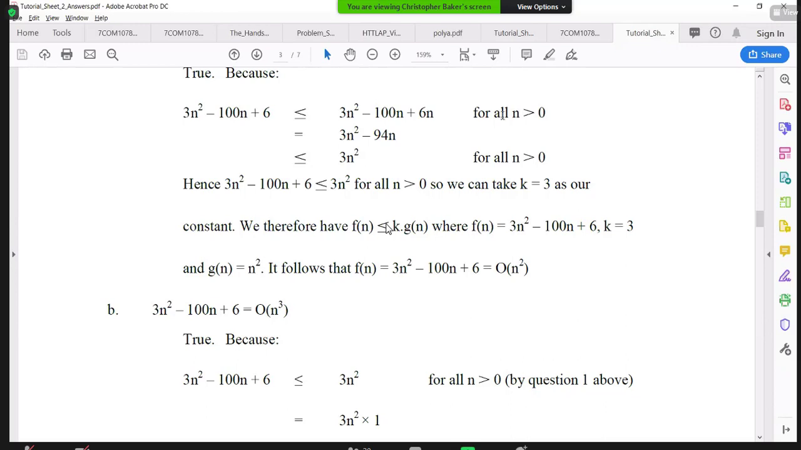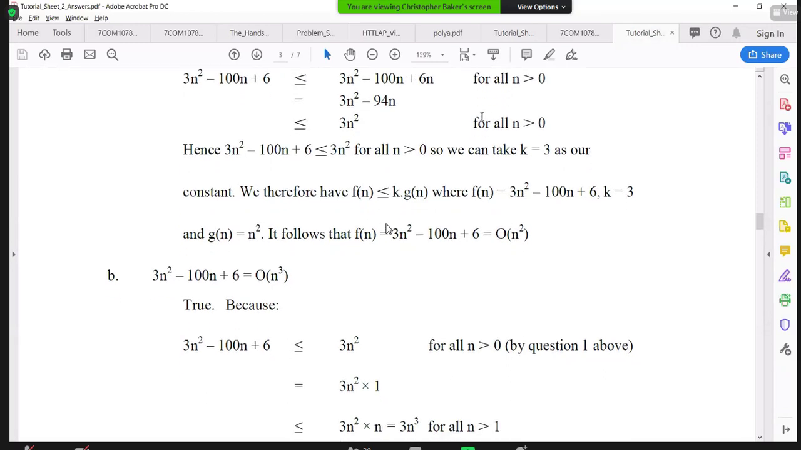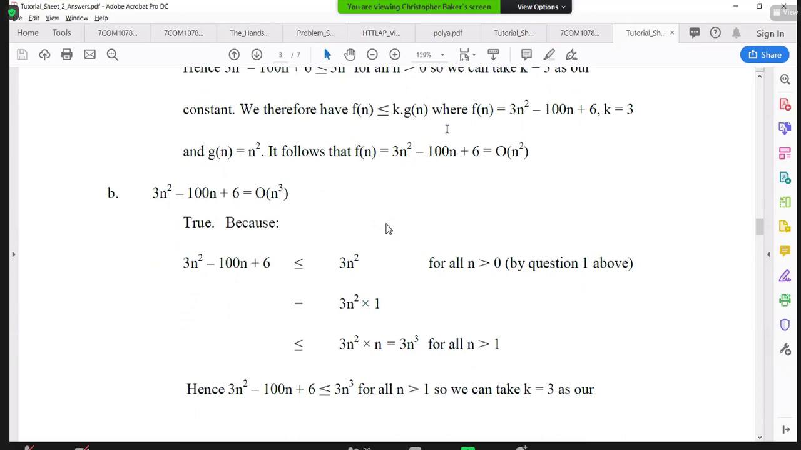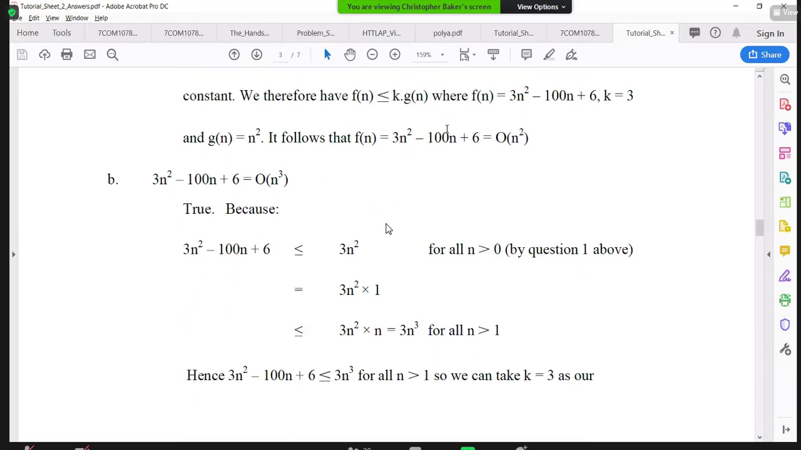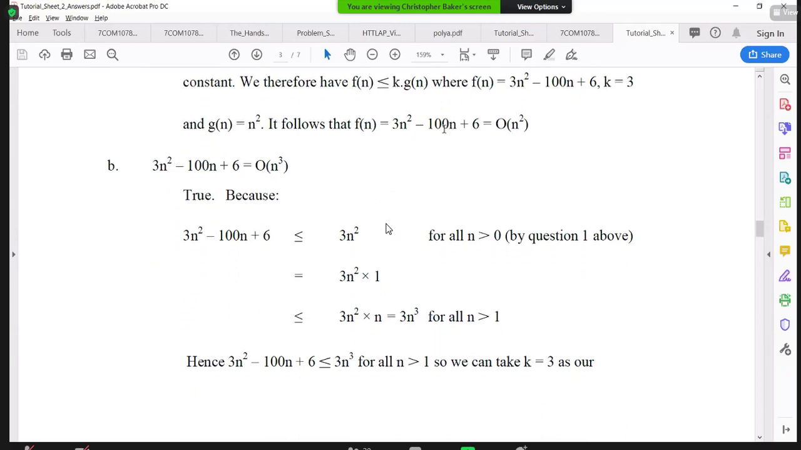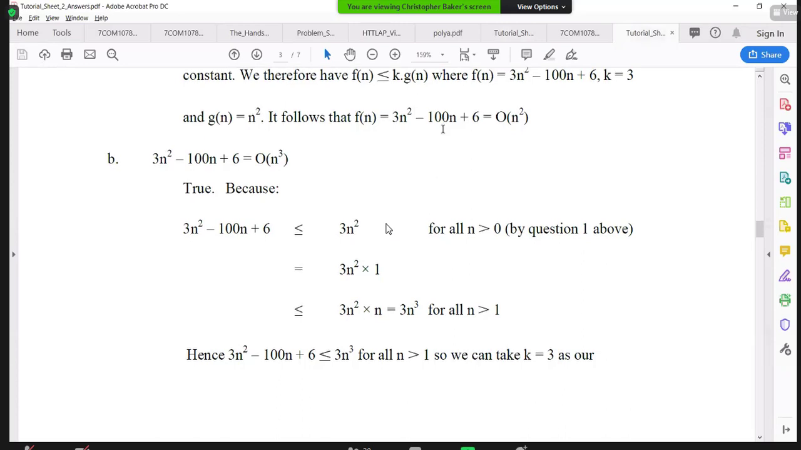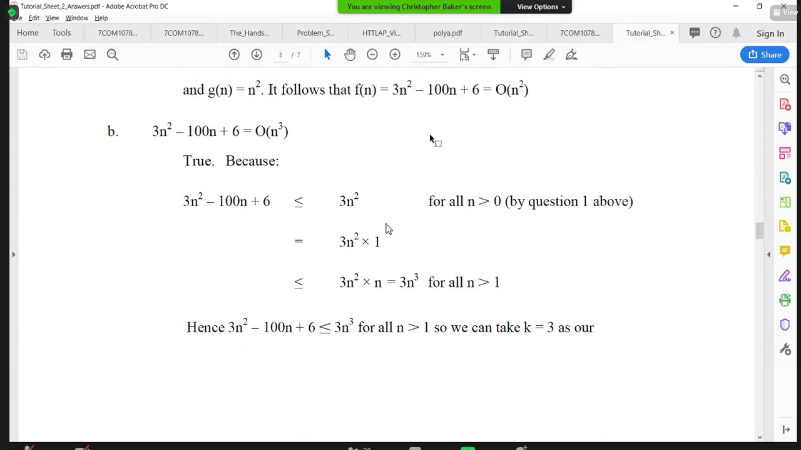And this is not unique, we can have k as 3, we can have 4, 5, etc. as well. B is also true, because again, we can pick a value. In this case, we can just pick, for example, k equal to 3 for n cubed, and we get the same solution.